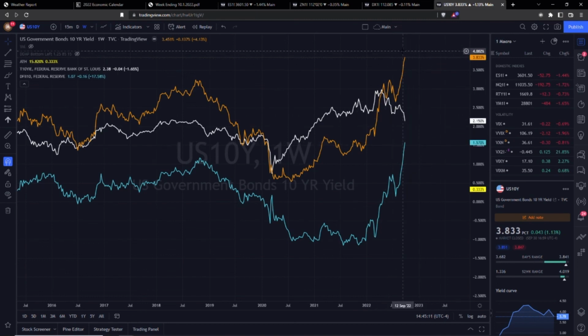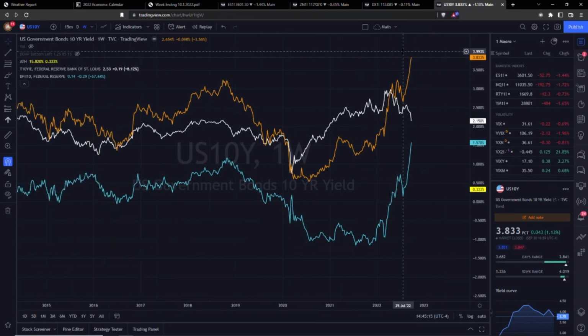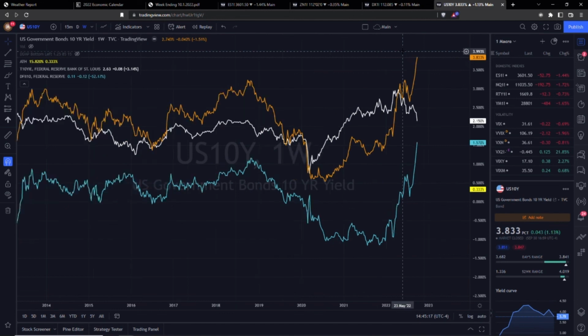And that's an inflationary sign still, right? We need real yields to reverse and go downward before we start seeing deflation. Right, and that's important to understand.